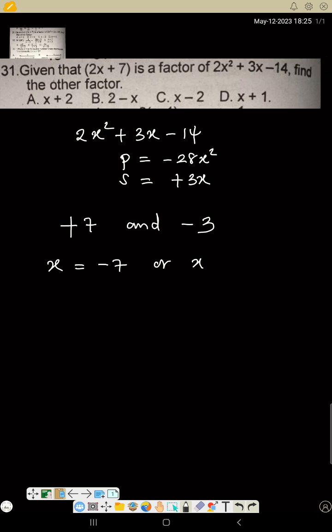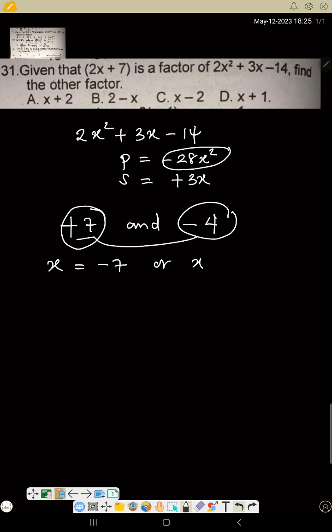This is 4. As in, the two numbers are plus 7 and minus 4. So that 7 times minus 4 will give you minus 28, and 7 minus 4 will give you 3. So those are the two numbers.